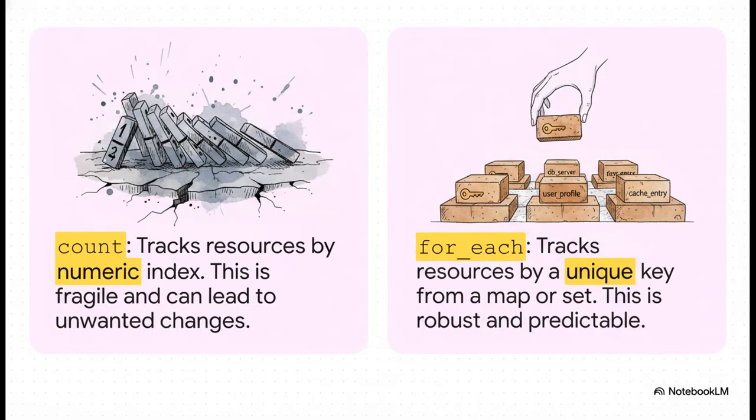And that brings us to the hero of our story, for_each. It's a total game changer. Instead of using a fragile number, for_each uses a unique, meaningful name or key for each resource. So now, if you remove an item, Terraform knows exactly which one to destroy and leaves everything else alone. It is so much more stable, more predictable, and it's absolutely the way to go.